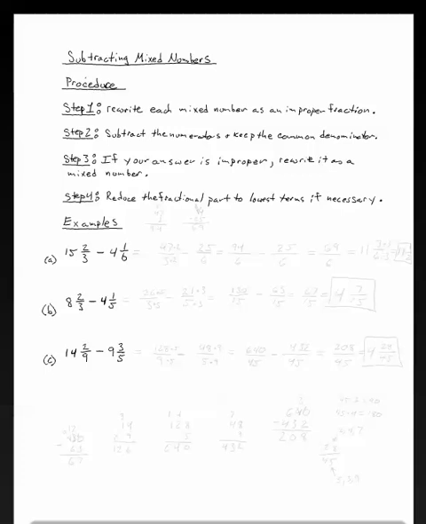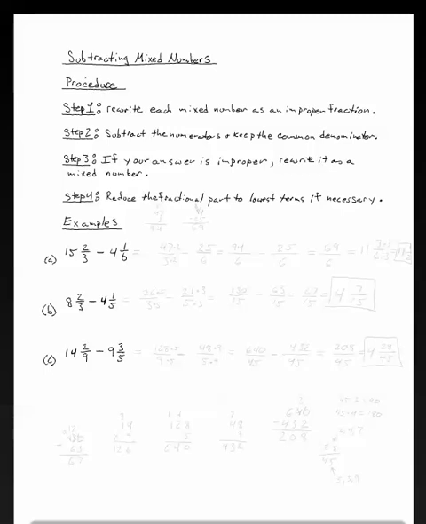Subtracting mixed numbers. Procedure. Step 1. Rewrite each mixed number as an improper fraction. Step 2. Subtract the numerators and keep the common denominator. Step 3. If your answer is improper, rewrite it as a mixed number. Step 4. Reduce the fractional part to lowest terms if necessary.